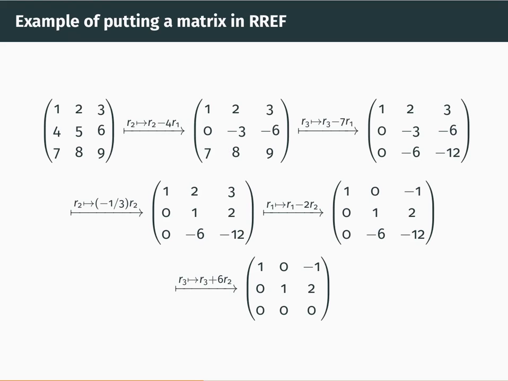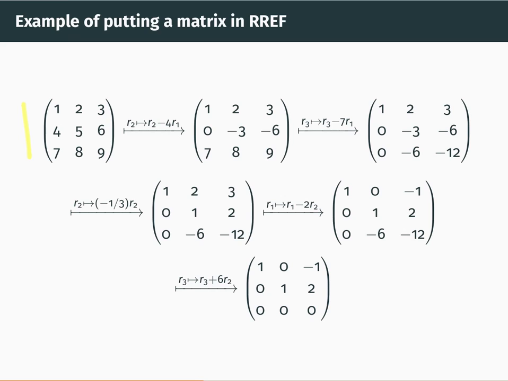We're now going to do an example of putting a matrix in row-reduced echelon form. What that means is starting with a matrix which is not in row-reduced echelon form and doing a sequence of row operations until we reach a matrix which is in row-reduced echelon form. The matrix we'll think about is this one, the 3x3 matrix, 1, 2, 3, 4, 5, 6, 7, 8, 9. And this is very much not in row-reduced echelon form.